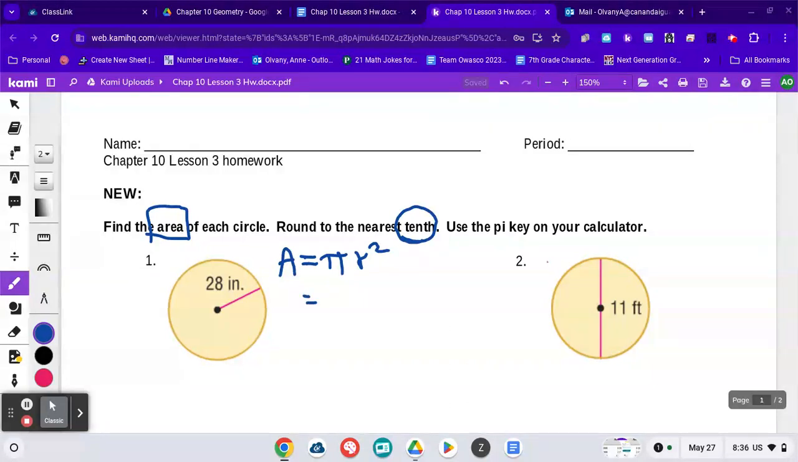So now we have to look at the picture and decide what this given line is. And that goes from the center out. So that actually is the radius. So that has a measure of 28 inches. So this is going to be pi times 28 squared. And those are all numbers. So we're just going to punch those into your calculator.